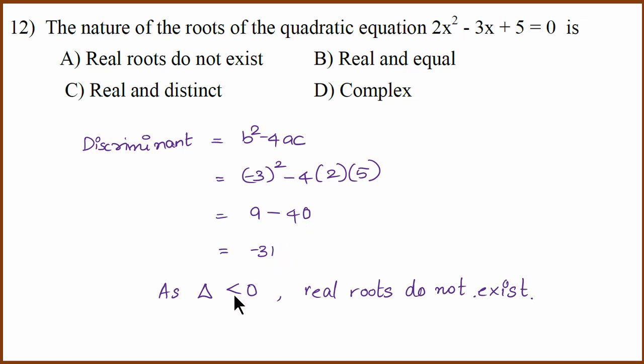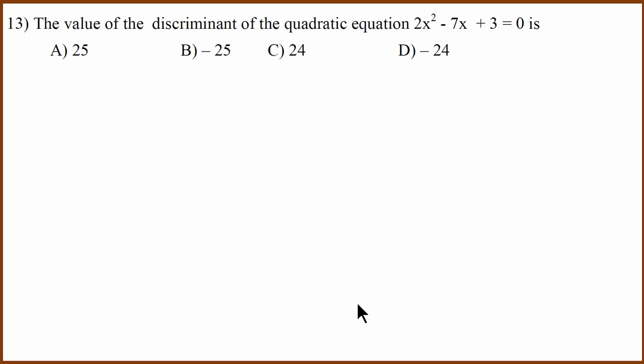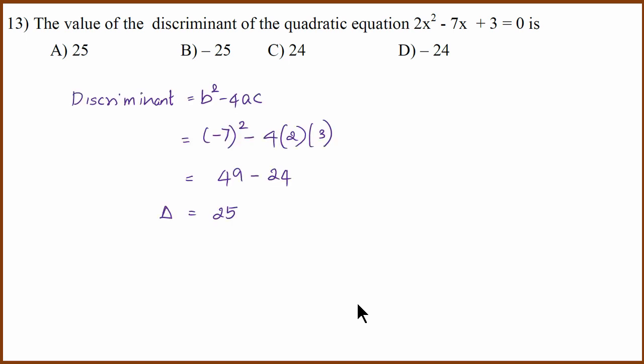Since discriminant is less than 0, real roots do not exist. Correct answer is A. 13th question, you have to just find the value of discriminant. Substitute the value for b and a and c, you get the answer as 25.